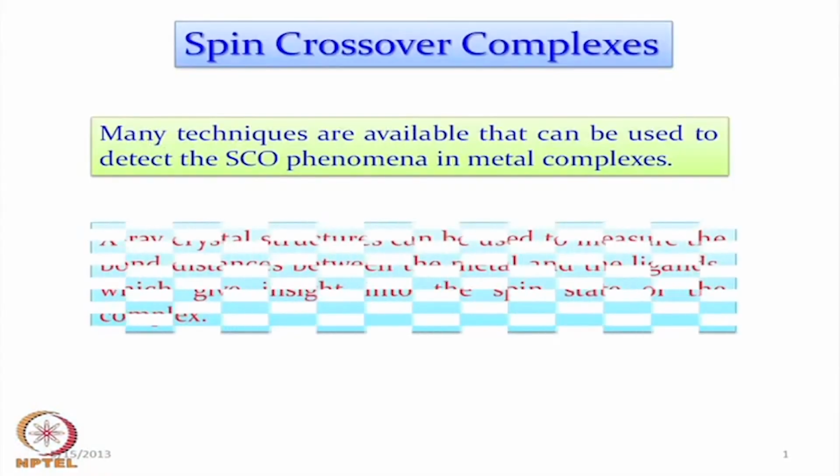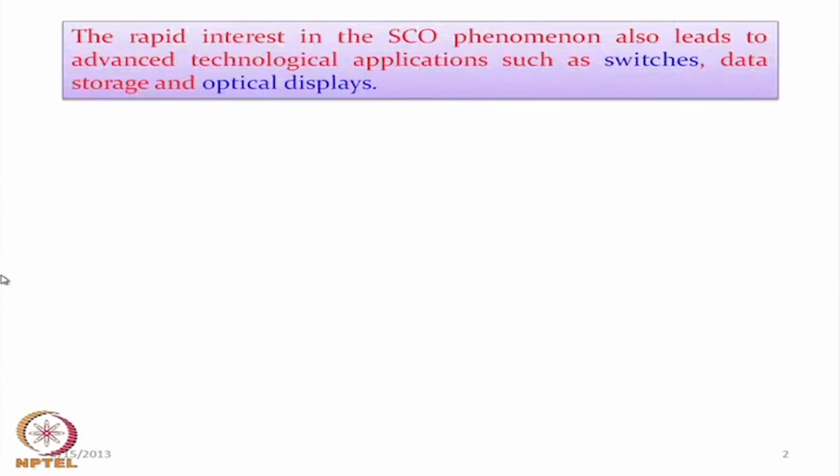So we can determine the spin state here, and the interest for this type of complexes in recent years is also because the phenomenon is known for say 60 to 70 years since first discovered, but the recent interest for this spin crossover phenomenon also leads to advanced technological applications such as different types of spin based switches, data storage and optical displays.